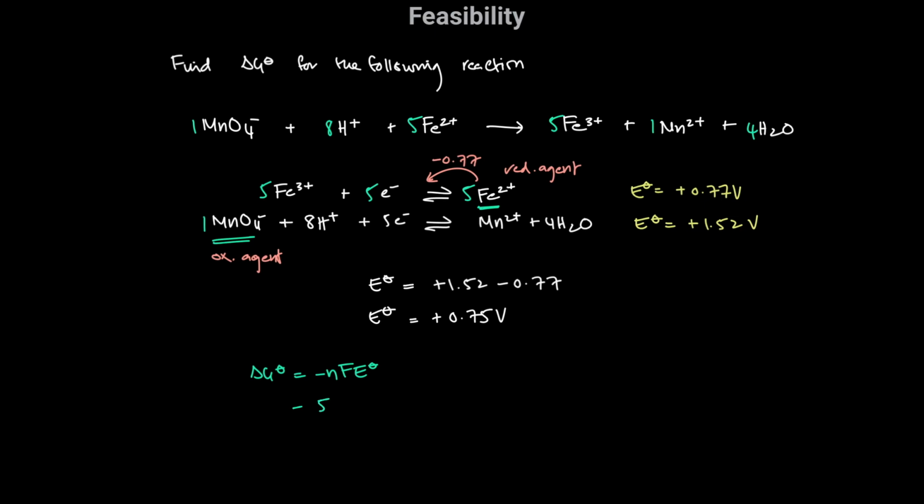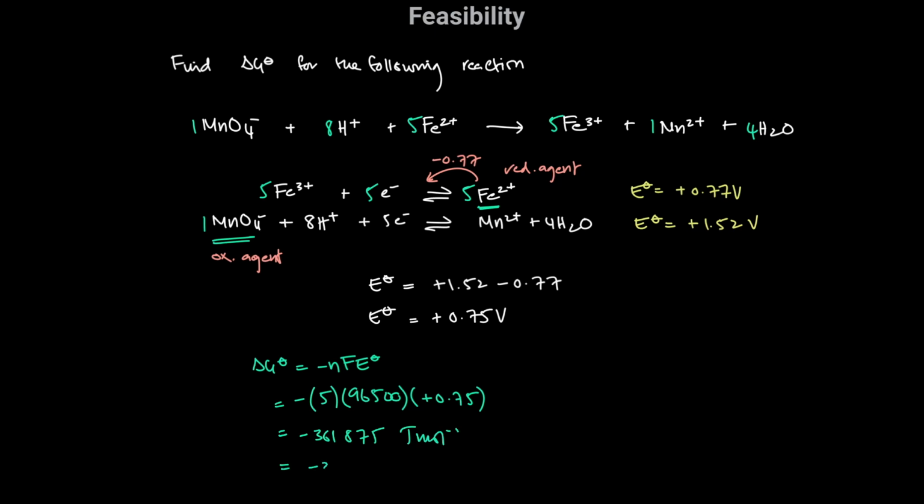So we have negative 5 times Faraday's constant, which is 96,500, times the EMF of the cell, which is positive 0.75. So this comes out to negative 361,875 joules per mole. So in kilojoules per mole, that would be negative 362, to 3 significant figures. So that is roughly negative 362 kilojoules per mole. So that is the standard Gibbs free energy change for this reaction.